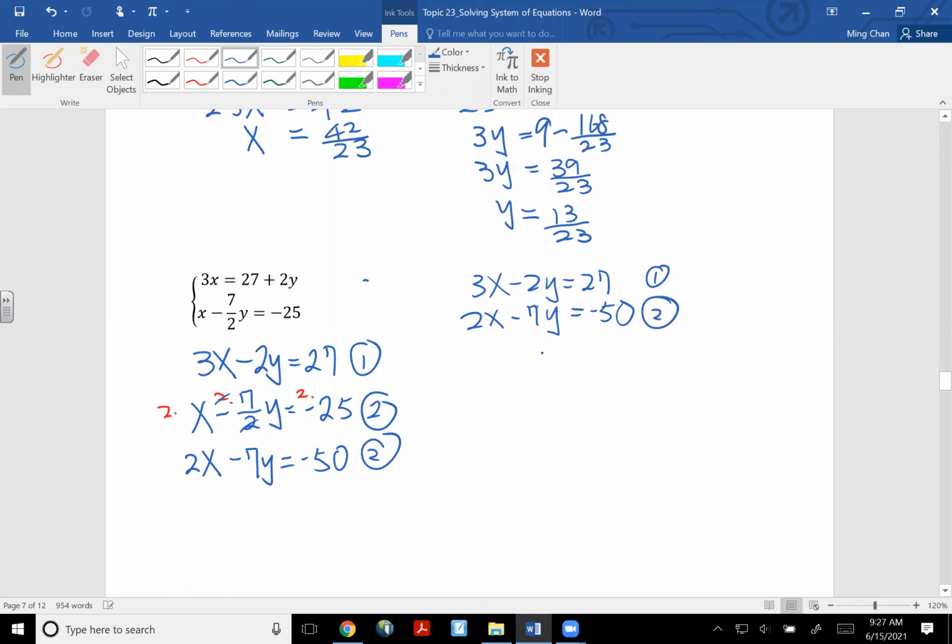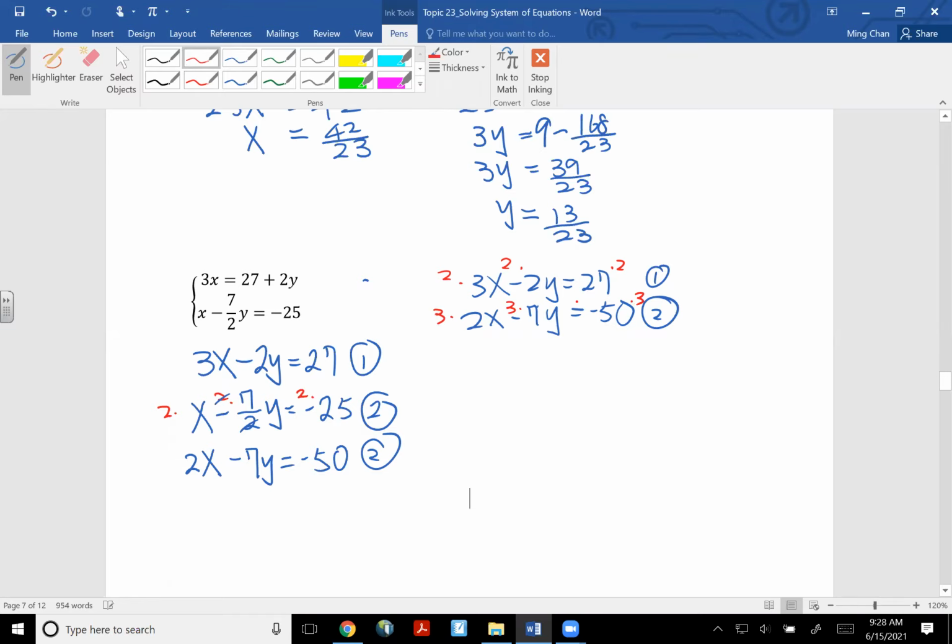So now I'm forced to use the elimination method. So I think eliminating x is easier, right? Because I can make 3 and 2 into a 6 rather than making 2 and 7 into a 14. Because the common multiple is 14 here, and the common multiple here is 6. I definitely don't want to do 14, because then I have to multiply bigger numbers on the back end, on the 27 and negative 50. So I want to make both of these into 6x. That means the first equation has got to be multiplied every term by 2. Second equation, multiply every term by 3.